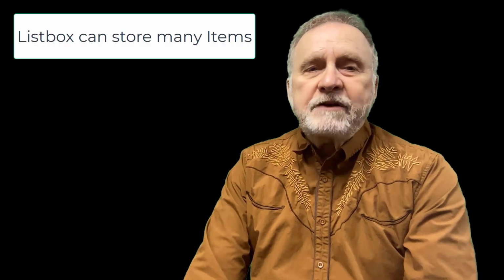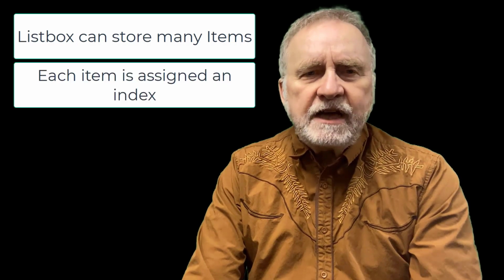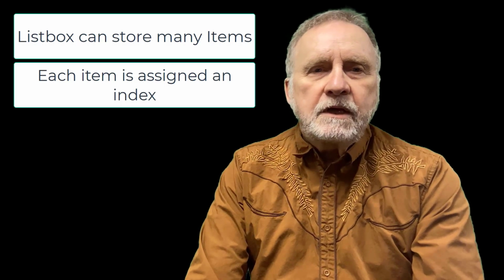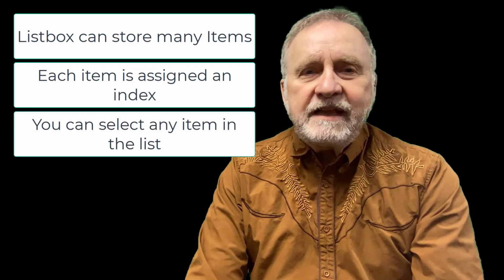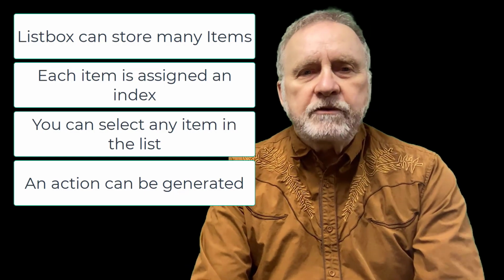Right now, I wanted you to see how the list box works so we can use it when exploring two other visual decision objects, the radio buttons and the checkbox. For now, what you need to take out of this video is the list box is an object that can store many items. Each item is assigned an index. Users can select any item in the list. Based on the selected item, an action can be generated.